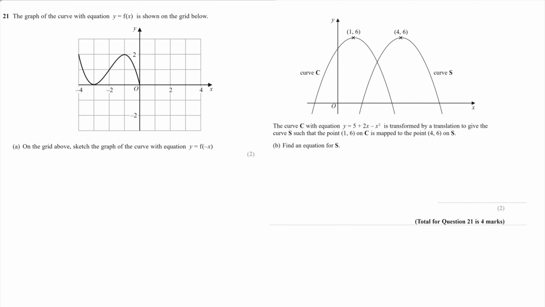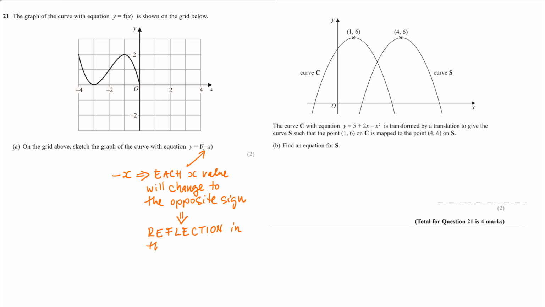Question 21. The graph of the curve with equation y equals f(x) is shown on the grid below. On the grid above, sketch the graph of the curve with equation y equals f(minus x). Notice we have minus x inside a bracket. This means that each x value in every single coordinate point will change to the opposite sign. This will be a reflection in the y-axis.